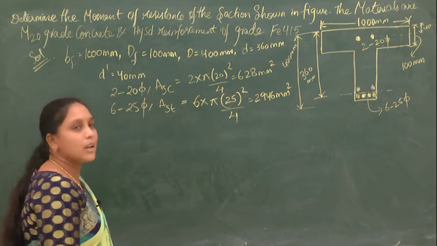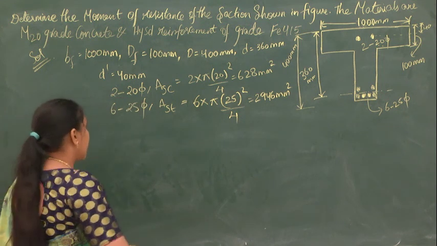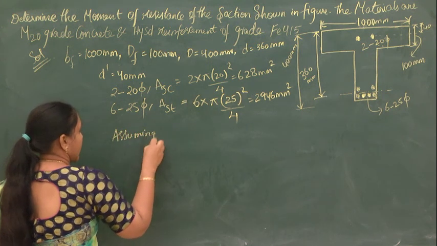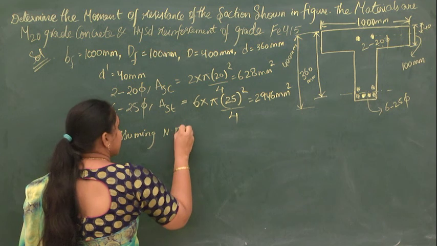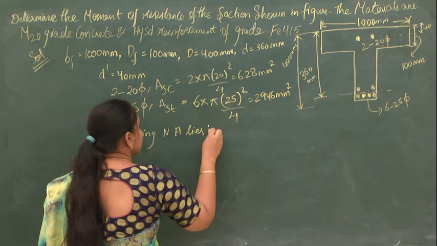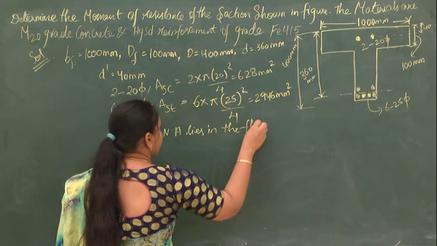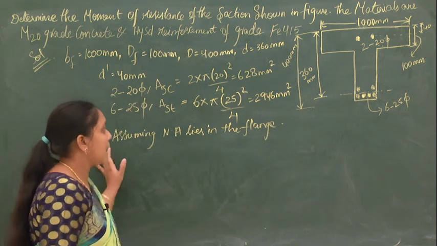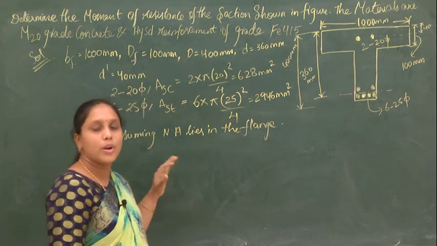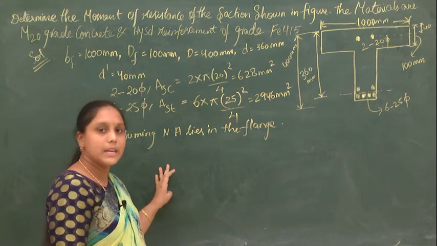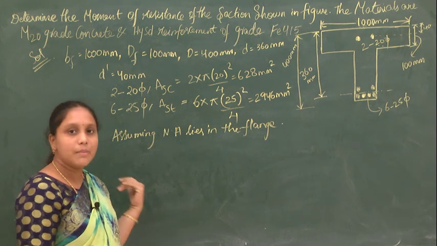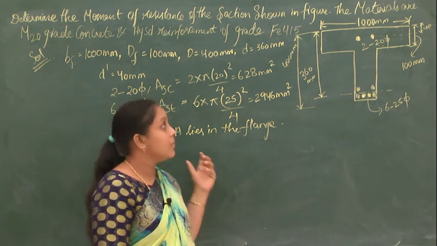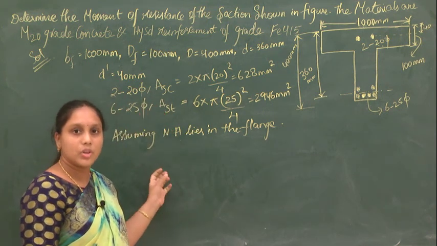To find out the value of XU, I am assuming that the neutral axis lies in the flange portion. So assuming the neutral axis lying in the flange portion, now I am going to calculate the neutral axis depth XU. How will we calculate? By equating the forces of compression to the forces of tension. But what do we have to consider here?